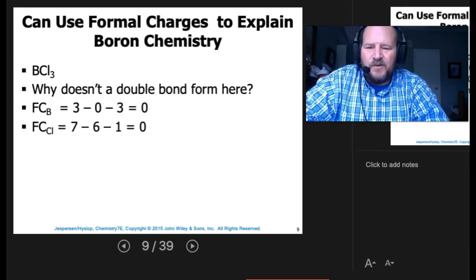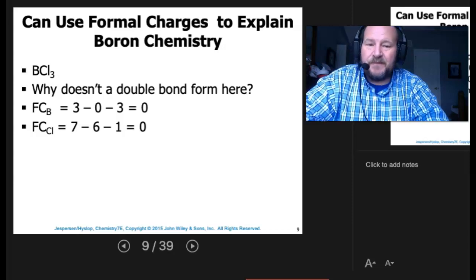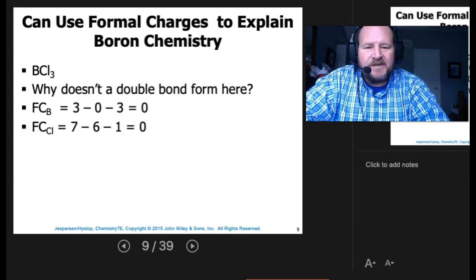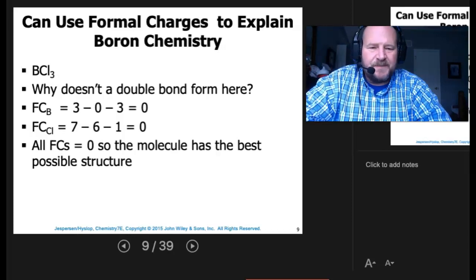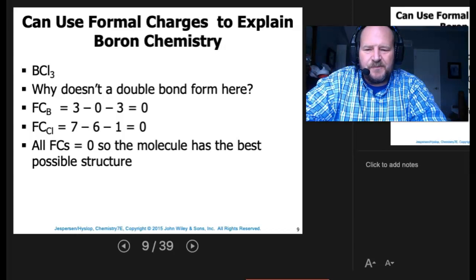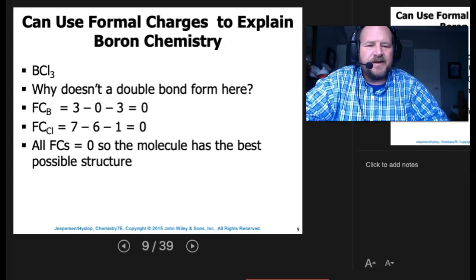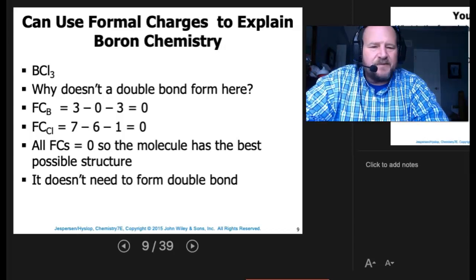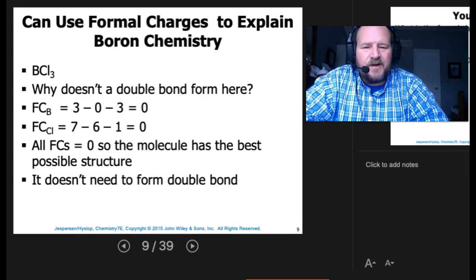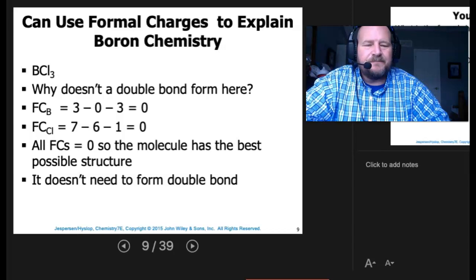The formal charge on the chlorine in all 3 of these situations would be 7 minus the 6 electrons from the 3 lone pairs that it has, minus the 1 that's in the bond. That also gives me 0. So just drawn as BCl3, all the formal charges would be 0. So the molecule has the best possible structure just the way it is, even though it's electron deficient for the boron. That means that we don't need to form the double bond. So we're going to go ahead and violate the octet rule for the boron in that situation.